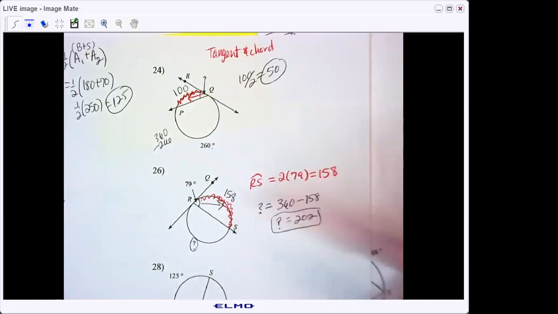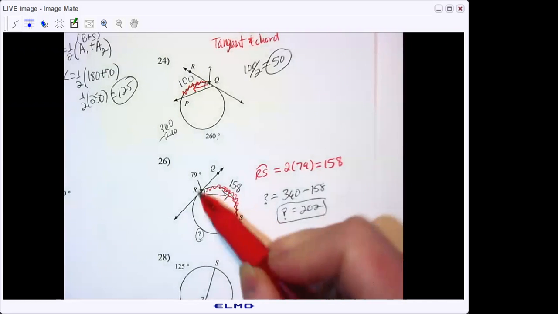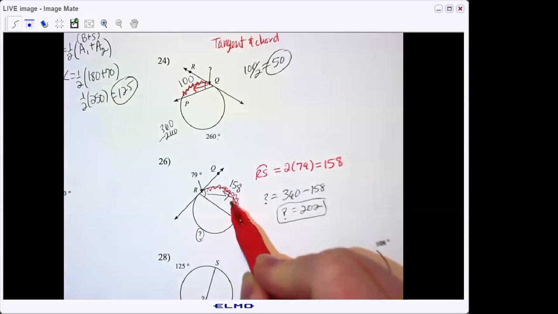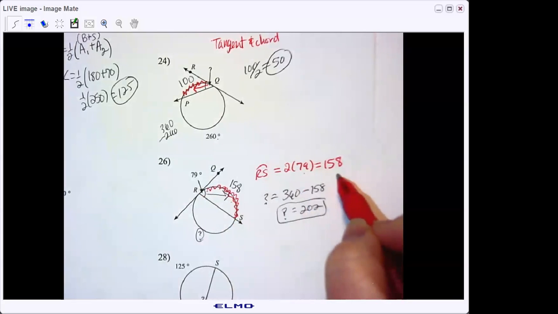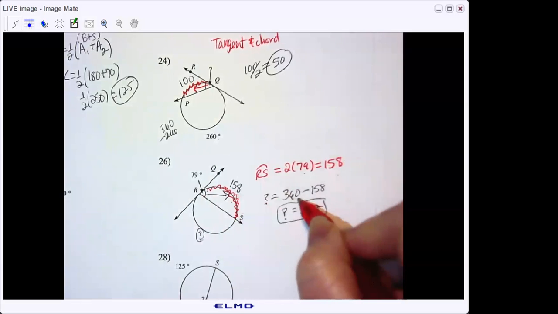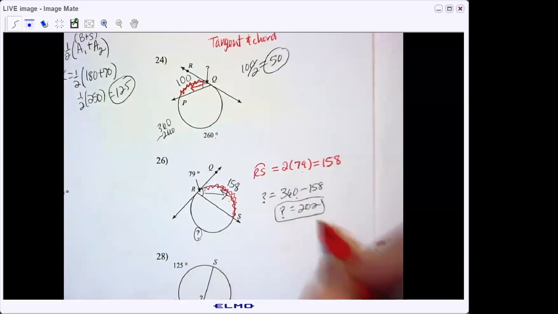For number 26, we're doing that in reverse. We have this angle, and from that angle we can multiply by 2. So 79 times 2 gives us the arc RS, which is 158. Now that we have 158, we can subtract that from the 360, our whole circle, and find that the leftover arc we're trying to find is 202. And that's it.